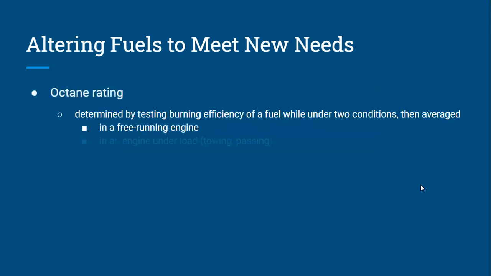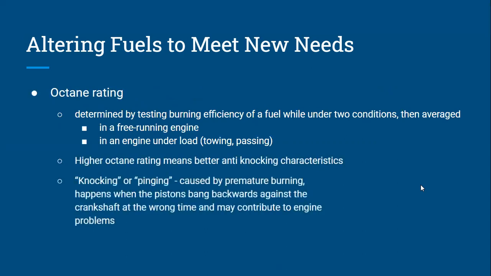Another way is the octane rating. This is determined by comparing the burning efficiency of a fuel when it's in a free running engine versus when it's under a load, like when it's towing something like a boat or a trailer, or it's passing, so you're accelerating, and then you take those results and average them. Higher octane ratings mean better anti-knocking characteristics. It just means it's ultimately going to prevent engine problems in the future. Knocking or pinging is caused by premature burning, so when it happens early. It happens when the pistons bang backwards against the crankshaft at the wrong time, and ultimately you can get some engine problems from this.